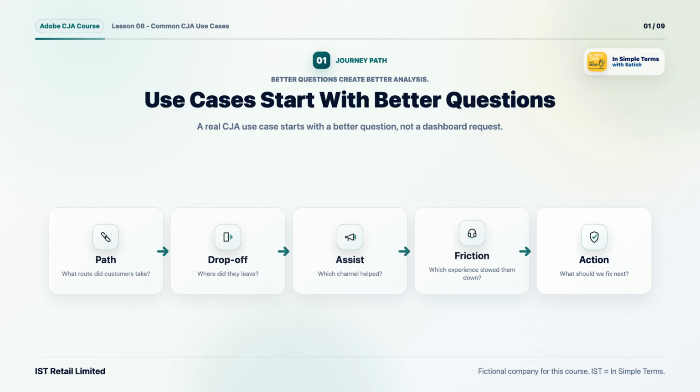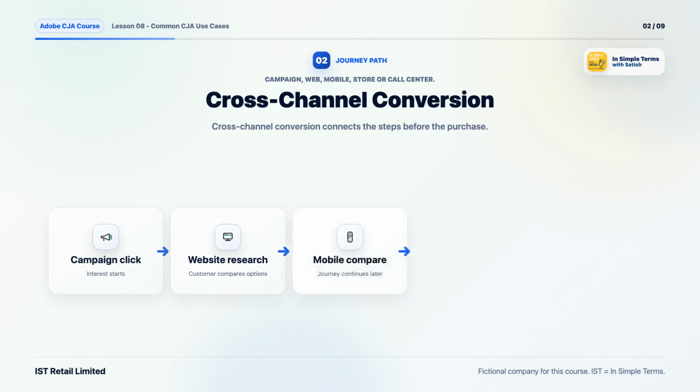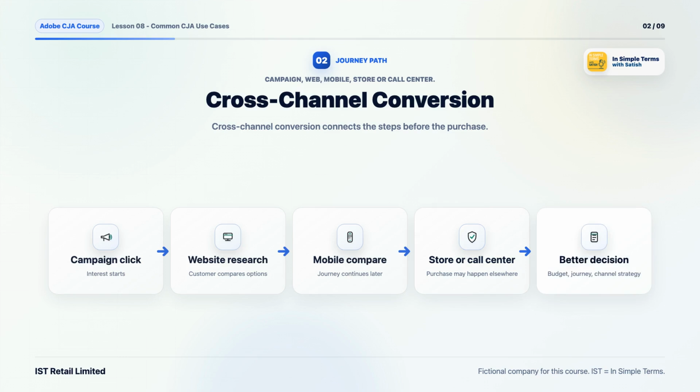Let us walk through common places where CJA can create value. The first use case is cross-channel conversion. A customer might click a campaign, research on the website, compare on mobile, and purchase later through a store or call center. If each channel reports separately, the business may undercount the value of early steps or misunderstand where conversion actually happens. CJA can help analyze the path across datasets, assuming the events, timestamps, and identifiers are available. The business decision might be budget allocation, journey optimization, or channel strategy.